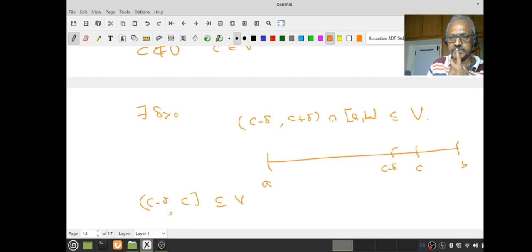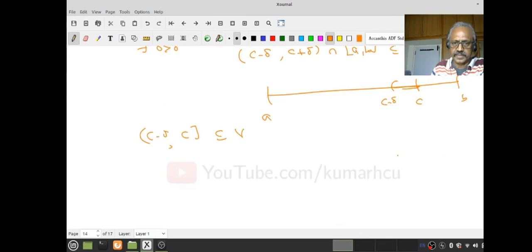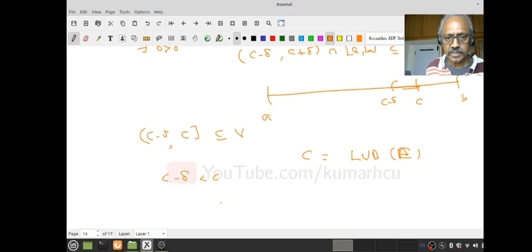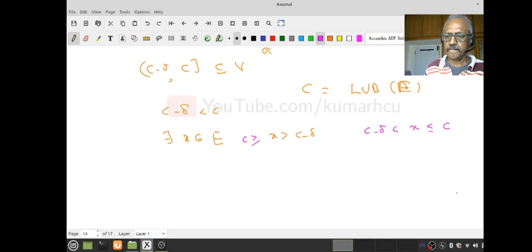Okay. Now, what do you know about C? C is the LUB of E. And what do I know about C minus delta? It's strictly less than C. Therefore, I told you how to exploit the hypothesis that C is the LUB of E: look at something less than that. C minus delta is less than C. Therefore, there exists an X in E so that X is greater than C minus delta. So let me mark it. So I have an X, and C may be greater than or equal to, I don't care. So C minus delta is strictly less than X, which is less than or equal to C. Do you follow that?